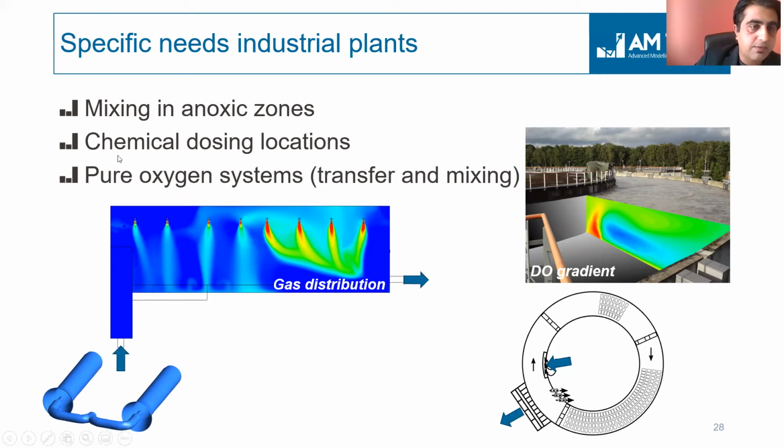Another very important factor here is the chemical dosing. So if you are dosing chemicals, where you should dose, how you should dose, what should be the strategy. CFD can really help in determining the strategy of chemical dosing.